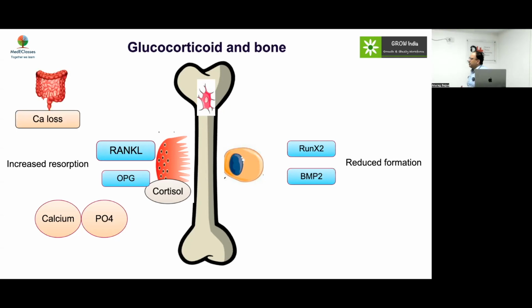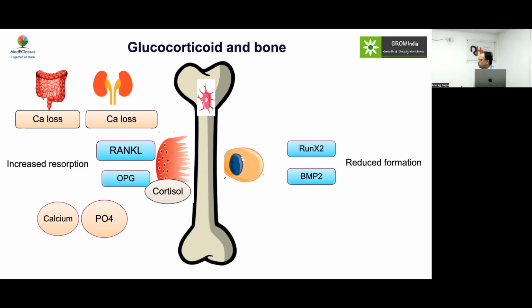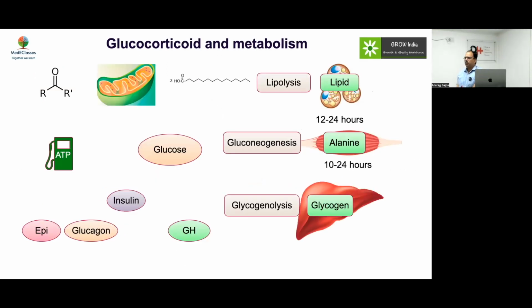Now, you of course have increased calcium loss. We know that steroids cause hypercalciuria. They have got renal as well as GI calcium loss. And there is also an effect on the phosphorus pathway because calcitriol is also affected. So it is a multitude of effects on bone.